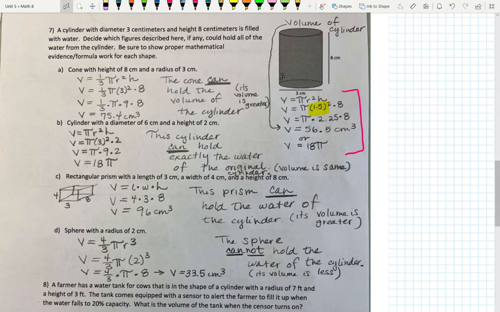And then for C, with the box, remember, length times width times height, LWH. The prism can hold the water of the cylinder. Its volume is a bit greater. Actually, it's about twice as great, 96 compared to 56. And then for D, the sphere could not, because it is actually quite a bit smaller. If you solve that down, there's only one measurement that you need, the radius, and using the 4/3 pi r cubed formula, that came out to be 33.5.